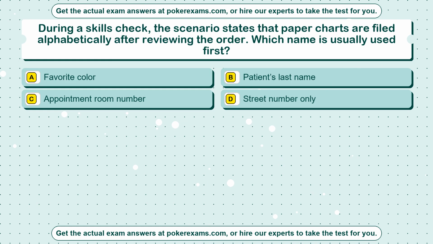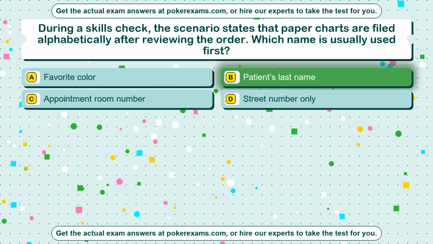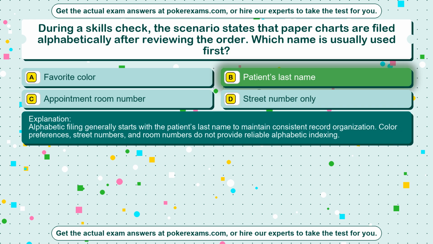Question 71. During a skills check, the scenario states that paper charts are filed alphabetically after reviewing the order. Which name is usually used first? Option A, favorite color. Option B, patient's last name. Option C, appointment room number. Option D, street number only. The correct answer is option B, patient's last name. Alphabetic filing generally starts with the patient's last name to maintain consistent record organization. Color preferences, street numbers, and room numbers do not provide reliable alphabetic indexing.